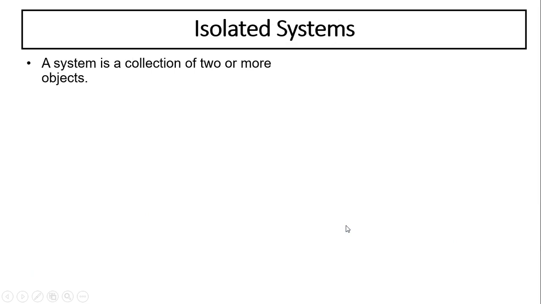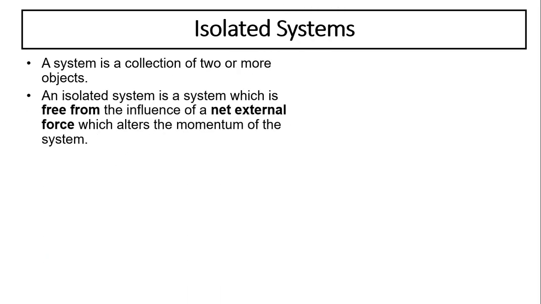So this conservation of momentum only occurs in an isolated system. So what is an isolated system? Let's see, what is a system? A system is a collection of two or more objects. An isolated system is a system which is free from the influence of net external force, which alters the momentum of the system. So it's just the system in between.